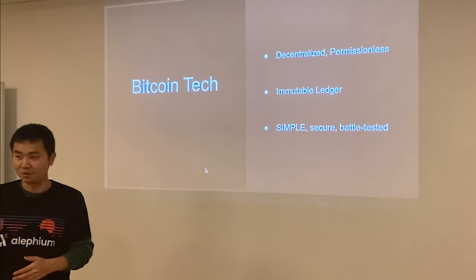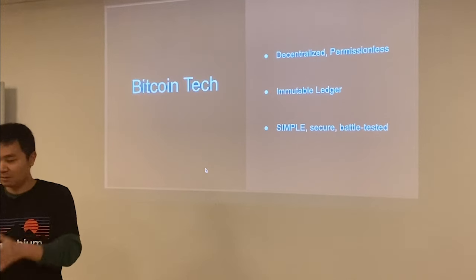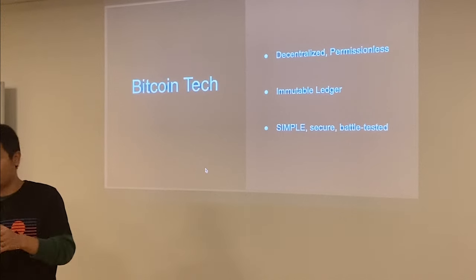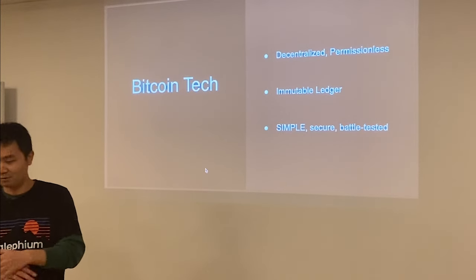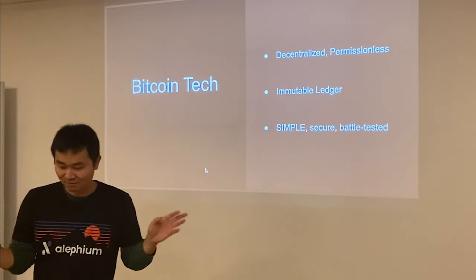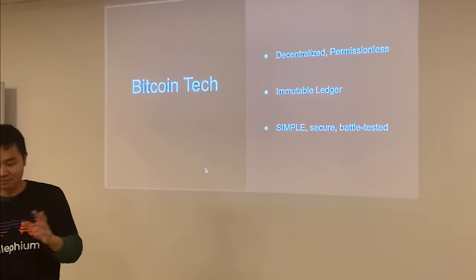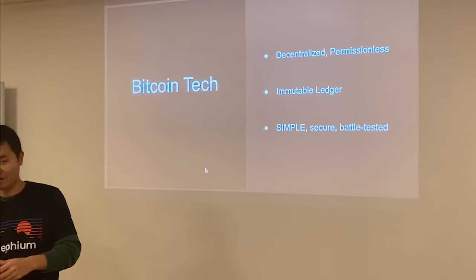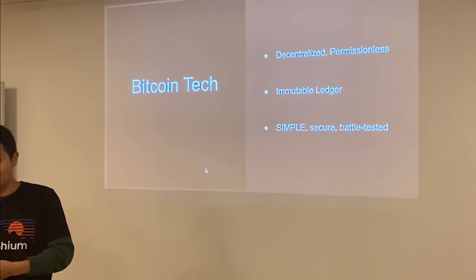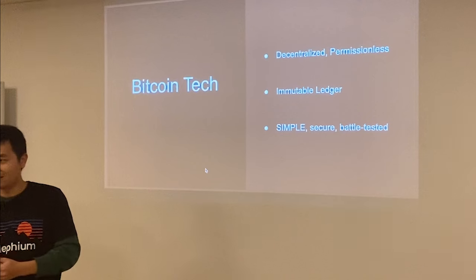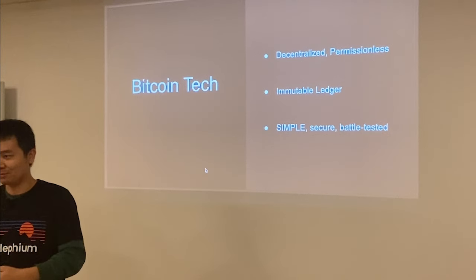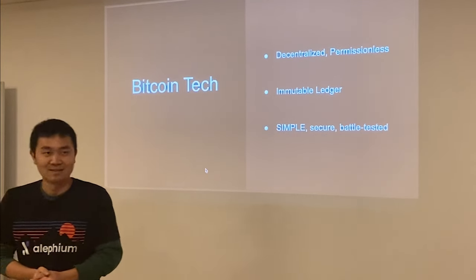It's also very secure because it's simple and based on the UTXO model. It basically only does transactions for money. You cannot do a lot of very complicated stuff, and that makes it really secure. For example, in the history of Bitcoin, no one has ever lost Bitcoin on chain. The only way to lose your Bitcoin is to lose your private key or your wallet.